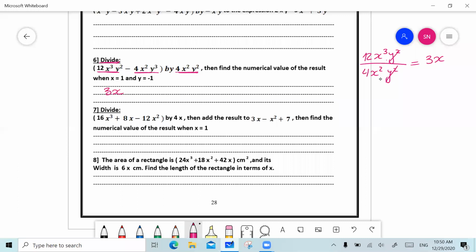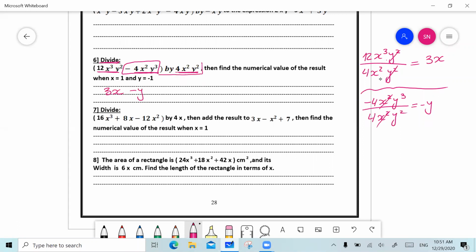Now go divide the second term, and don't forget that the second term is negative 4x squared y to the power of 3. So I will have here negative 4x squared y to the power of 3 over 4x squared y squared. Negative 4 divided by 4, this is equal to negative 1. I don't write 1 as a coefficient, so I will only write the negative. X squared divided by x squared is x to the power of 0, so they are canceled together. Y to the power of 3 divided by y to the power of 2, this is equal to y. So I will have here negative y.